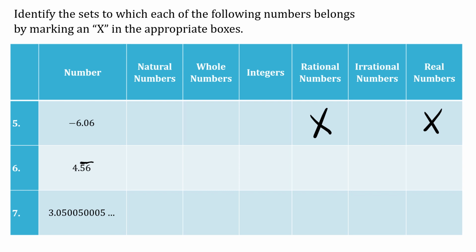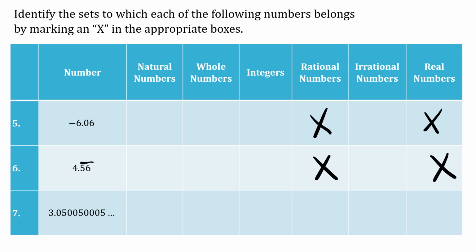If yours doesn't have it, make sure you add it right now. All right, so this is a repeating decimal, right? Repeating decimals are not natural numbers. They're not whole numbers. They're not integers. None of those are supposed to have fractional or decimal parts. But it is a rational number. Remember, rational numbers are going to be your repeating decimals or your terminating decimals. And it's also a what? A real number.